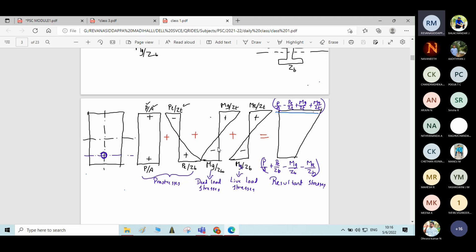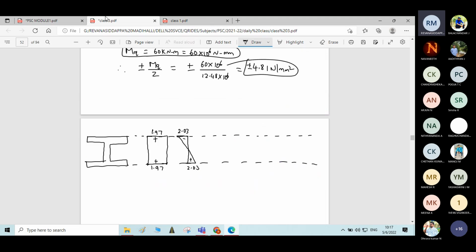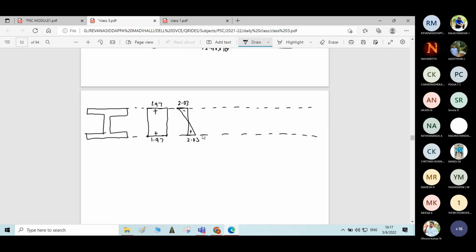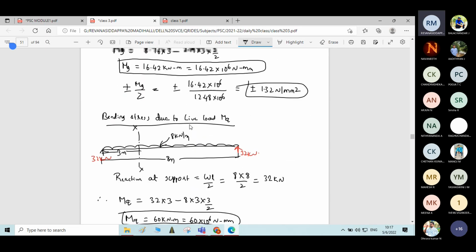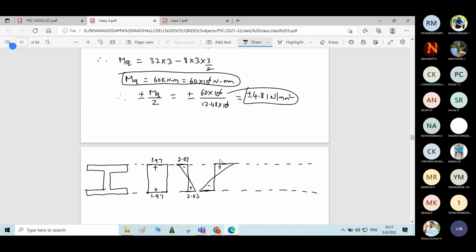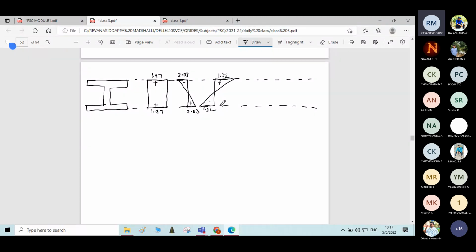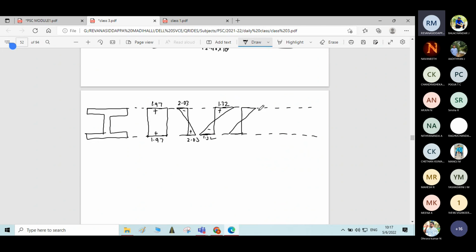Then we have bending stress due to dead load, plus Mg by Z, minus Mg by Z. Let me write the diagram. The Mg by Z value is plus 1.32, minus 1.32. Then finally MQ by Z, the same kind of diagram for stresses due to live load. The value is plus 4.81, minus 4.81.